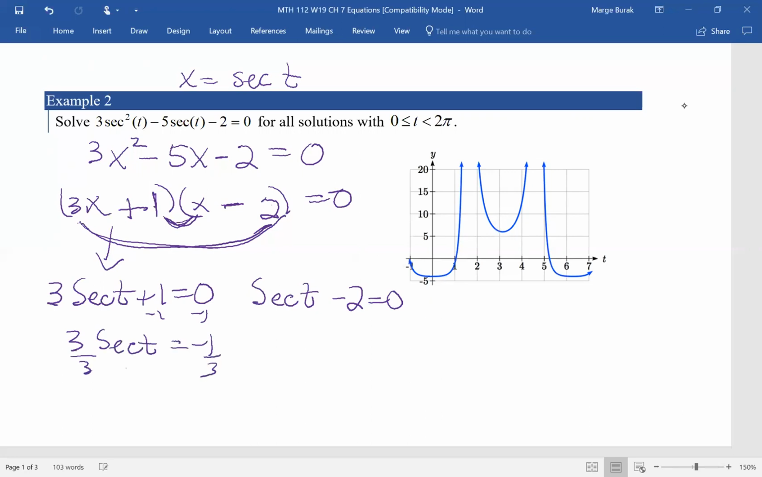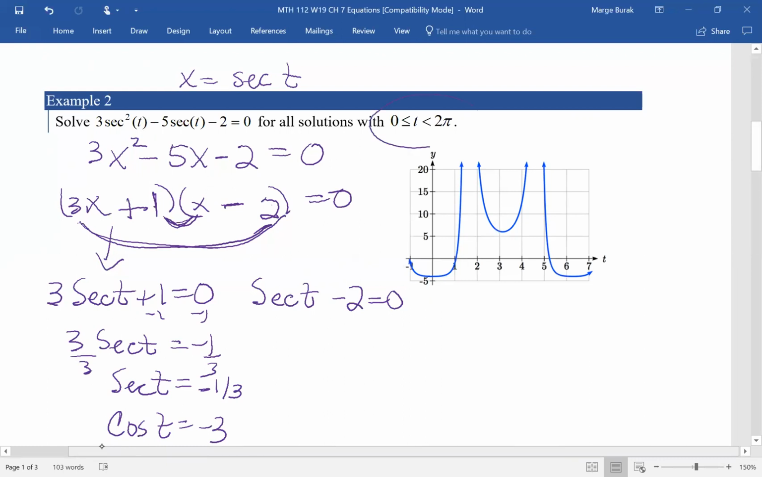Divide by 3. Secant of t equals -1/3. Well, if the secant is -1/3, that means that the reciprocal, which I really know much more about, is -3. Now, the cosine of an angle, the domain of that is 0 to 2 pi, but the range of that is 1 to -1 on a cosine graph, if you think about it. And on the unit circle, your cosine is never more than 1 or -1. So there's no solution. There is no angle that has a cosine of -3.